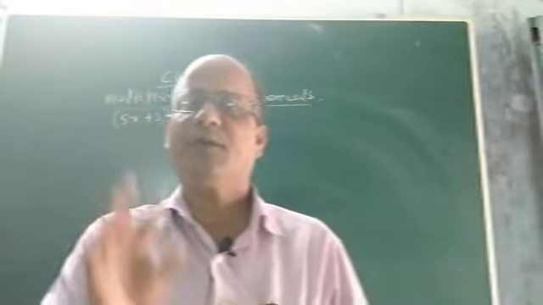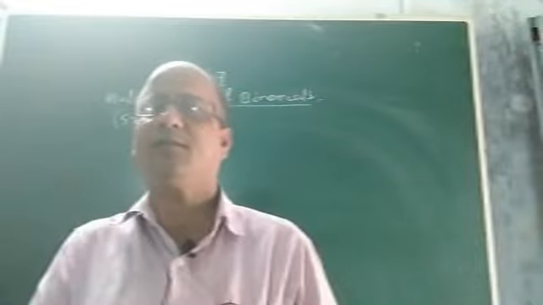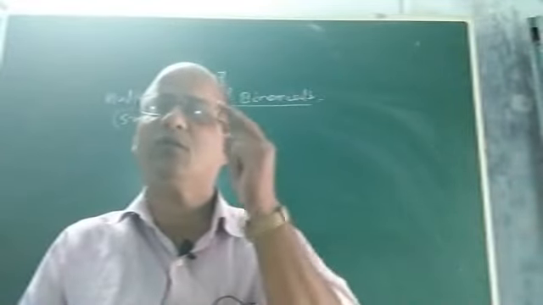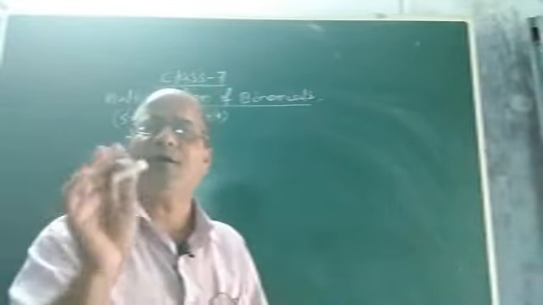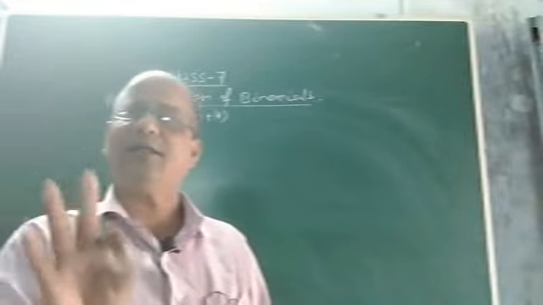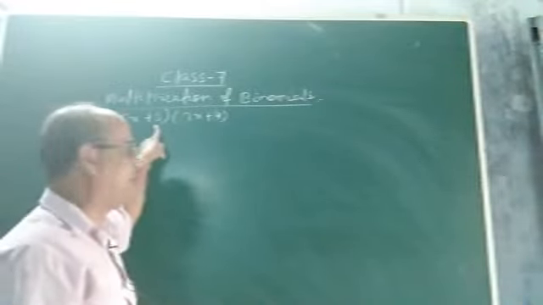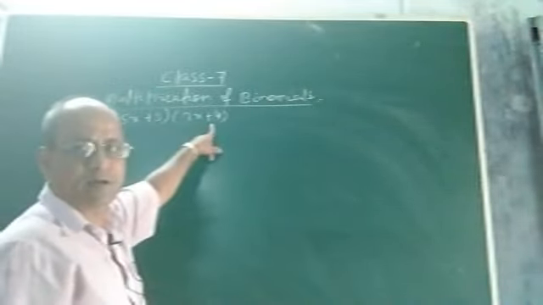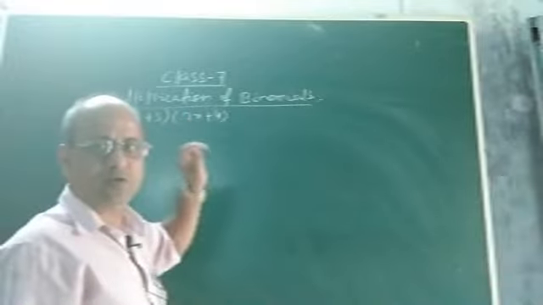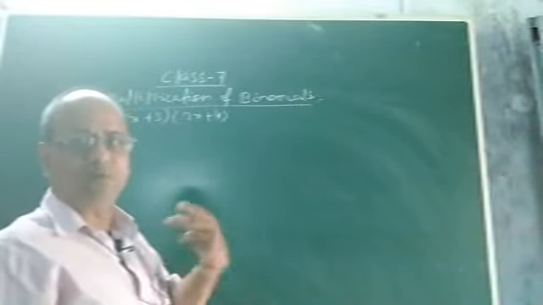Let us see. First we have to understand how two binomials are multiplied. To understand it, let us take two simple binomials. Say, you know what is a binomial? A binomial means it is an algebraic expression having how many terms? Two terms. Suppose you see 5x plus 3 is one binomial, 2x plus 4 is another binomial. Suppose we want to multiply these two and find the product. So what we will do?